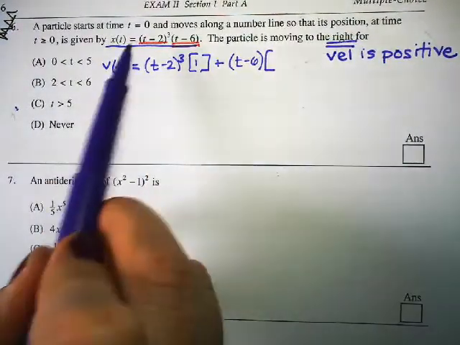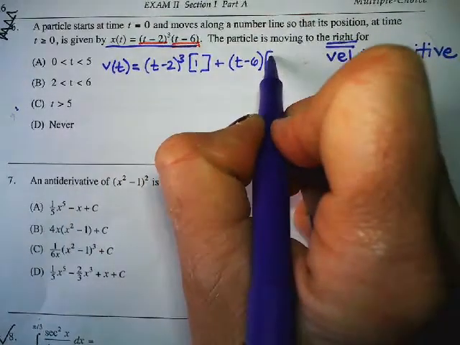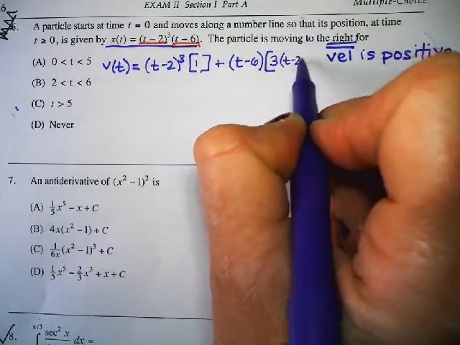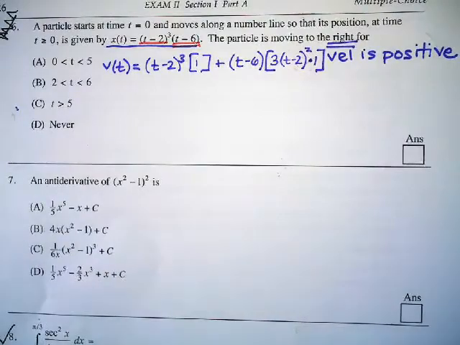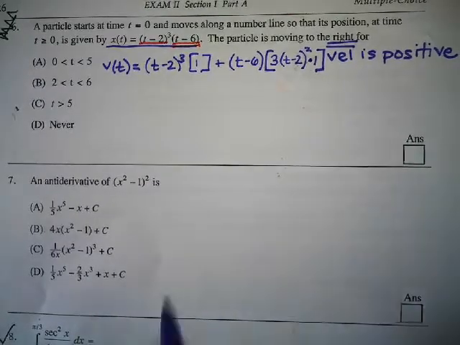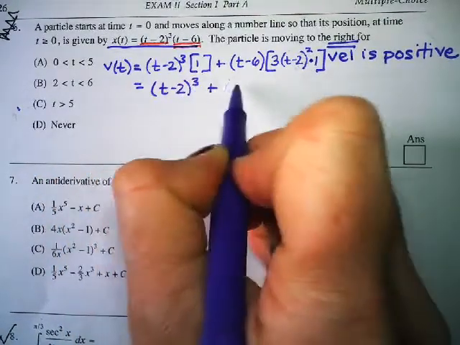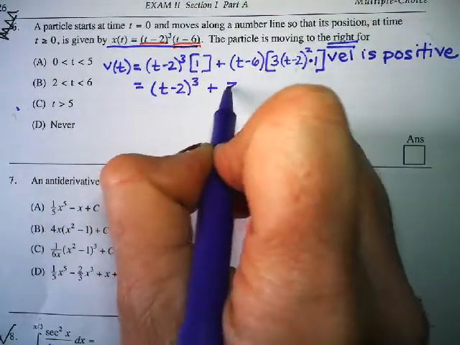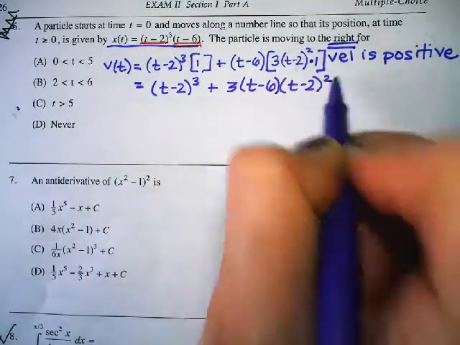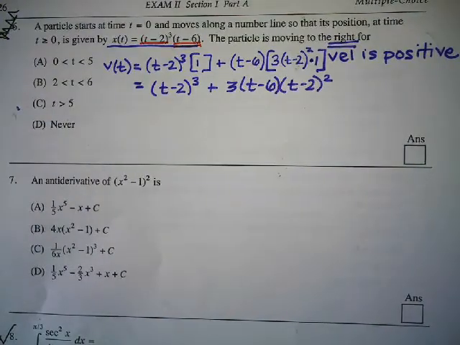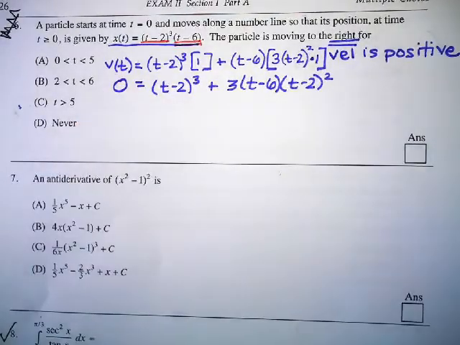Now, when I take the derivative of this first term, I'm going to have to do the chain rule. 3 swings to the front. t minus 2 stays there and becomes squared, times the derivative of the inside, which is 1. I don't need the 1 there. So if I write this a little bit nicer, I have t minus 2 quantity cubed plus 3 times t minus 6 times t minus 2 quantity squared. And if I want to figure out where this thing is positive, what I could do is set this velocity equal to 0 to begin with.